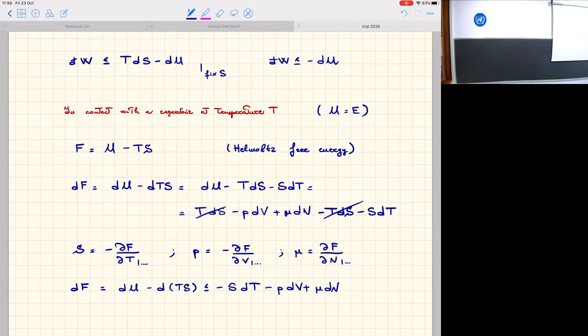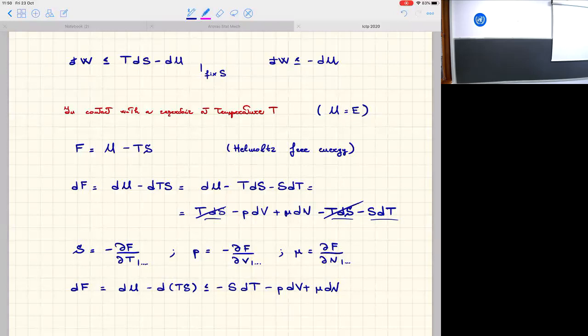What? No, SdT. It's correct. Minus SdT. Right? Because the TdS is gone, and what remains is SdT. So that's correct.